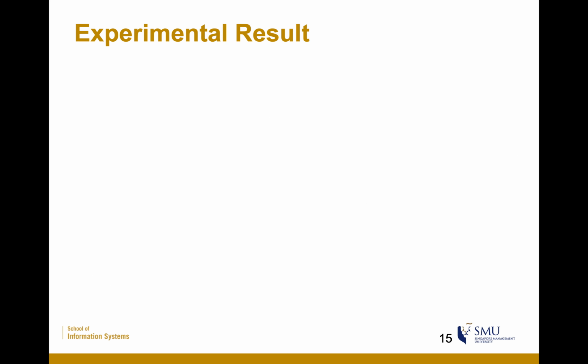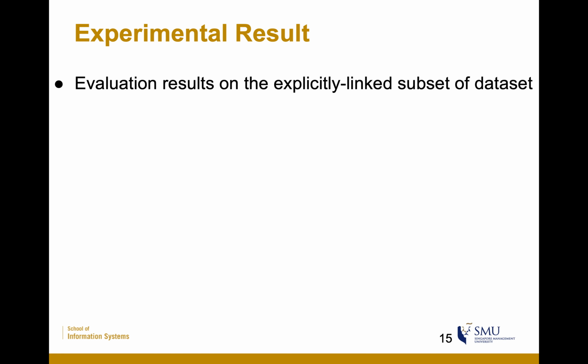Next, I'm going to present our experimental results. There are two main questions that we want to answer specifically. First, how effective is HERMES for commits with explicit links? This question concerns the effectiveness of the classifier when considering the true link between commit and issue. To answer this question, we evaluate HERMES on the explicit link subset of our dataset.